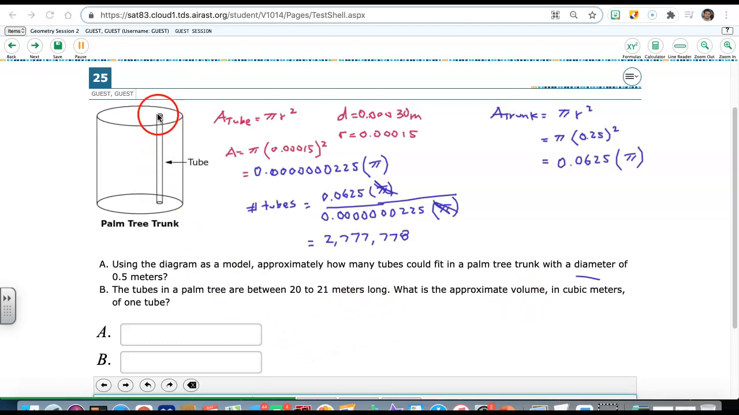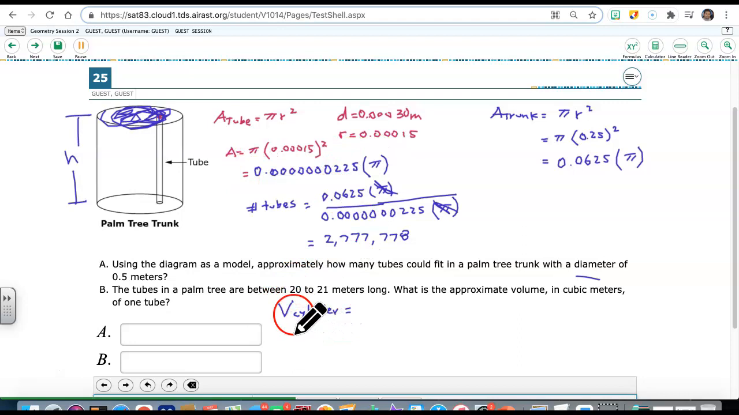Alright, so guys, if you notice, this is a cylinder. The volume of a cylinder is the area of the circle times the height. This is the height. And the area of the circle is all this, which we have. They're asking me for the tube. I have the area of the tube up here.